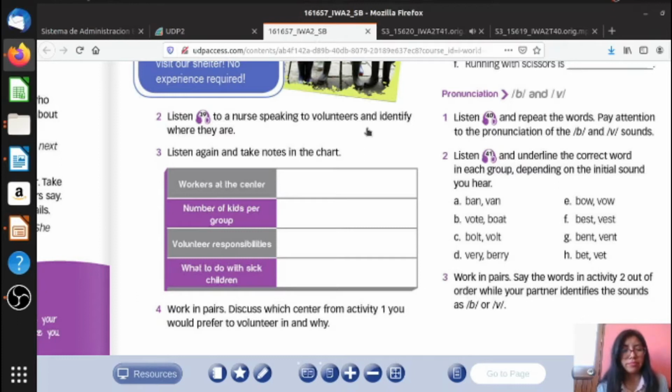A. Ban. B. Vote. C. Bolt. D. Very. E. Bow. F. Vest. G. Vent. H. Bet.